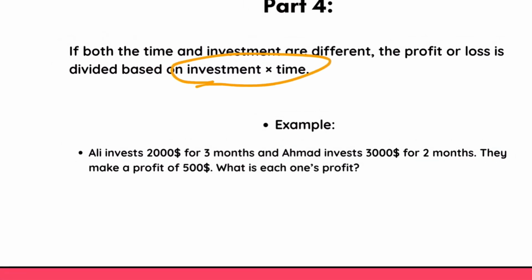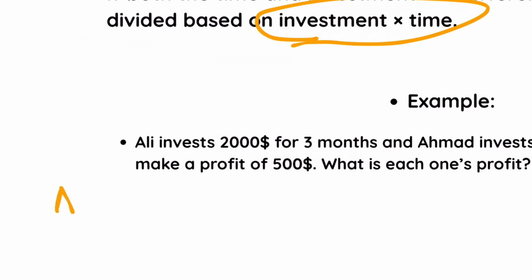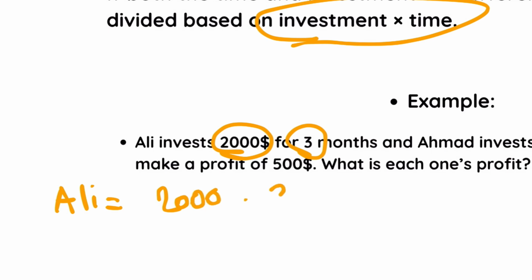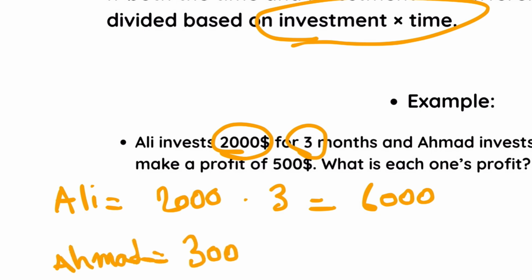So we should multiply each one's investment by the time that they have spent on the business, right? So for Ali, it's going to be 2,000 times 3, which will be 6,000. And for Ahmad, it will be 3,000 times 2, which surprisingly will be 6,000 again, okay?